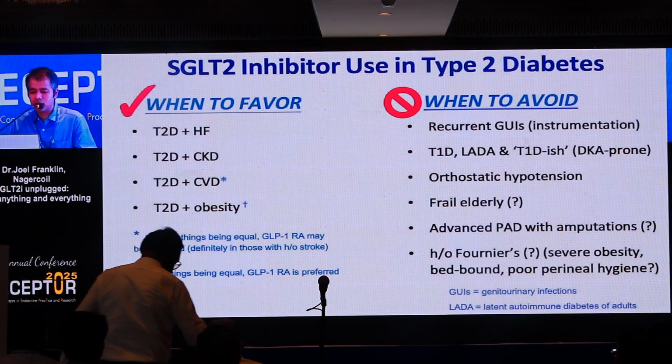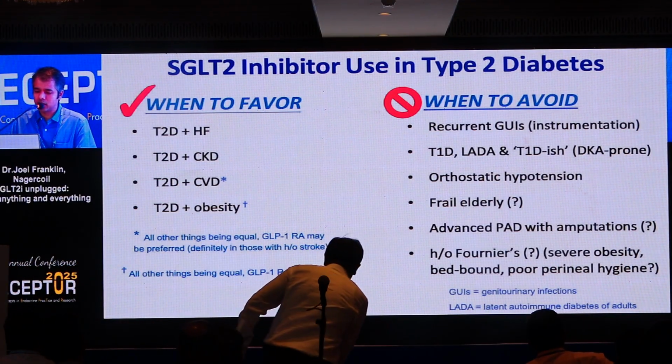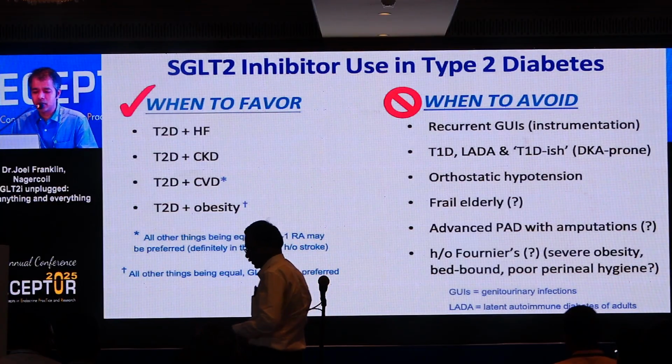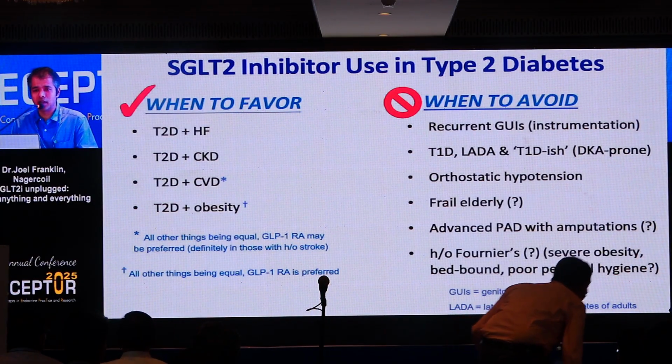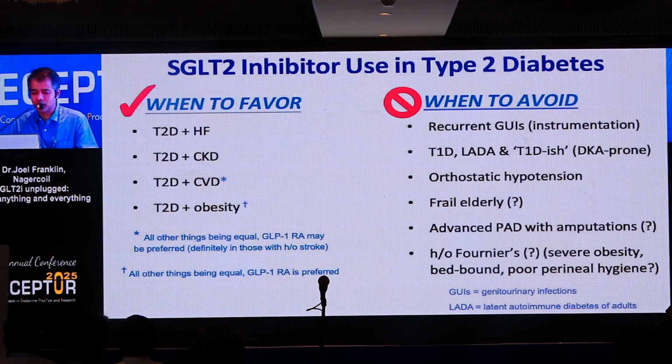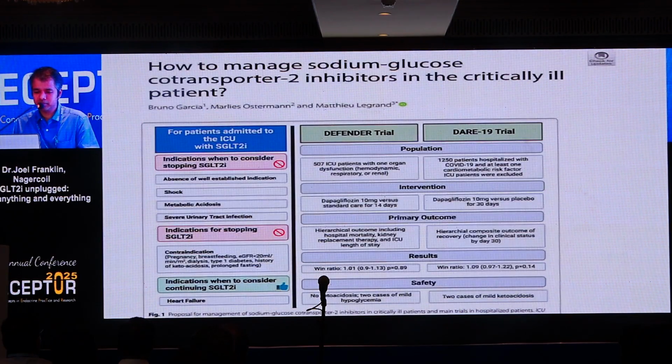When to avoid: recurrent genitourinary infections, type 2 diabetes, LADA, and type 1 diabetes, that is the lean people. If the patient is having orthostatic hypotension, frail elderly group, advanced peripheral arterial disease with amputations, and history of Fournier's gangrene. It's plus or minus, we have no direct evidence to say that this is going to lead to Fournier's gangrene.